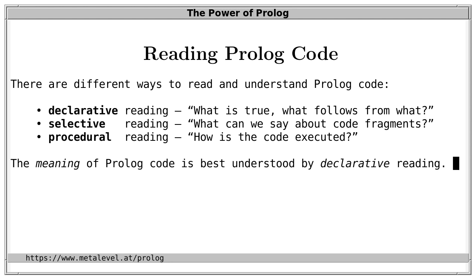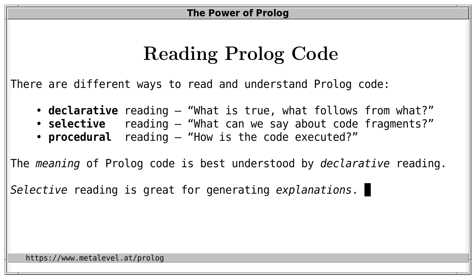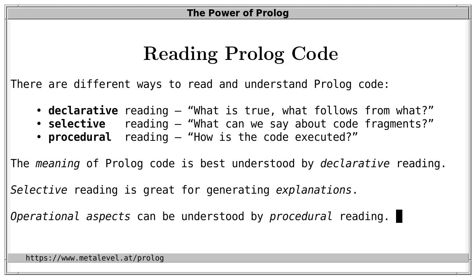For example, the meaning of Prolog code is best understood by declarative reading. And selective reading is great for generating explanations, manually and also automatically. And operational aspects, such as performance properties, can be understood by procedural reading. However, procedural reading is usually too hard to apply, and also isn't able to capture the full generality of Prolog programs. And these aren't even the only ways to read Prolog code.